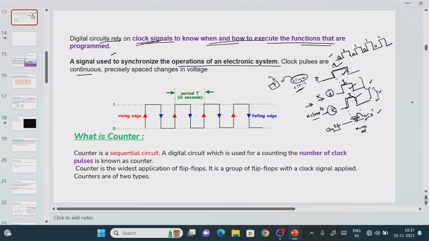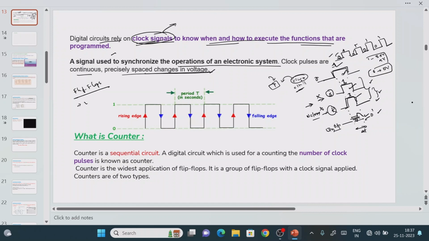Clock pulses are continuous, precisely spaced changes in the voltage, like 0 to 1, 0 to 1. 1 means we are applying something like 3.3 volts or 5 volts, whatever it may be. 0 means we are applying no voltage, nothing but 0 volts, right? So from this you need to understand one thing: every operation will be performed based on the clock signal only, right? Now as we discussed in the previous classes, flip-flops are an example of what? Flip-flops work based on which mechanism?